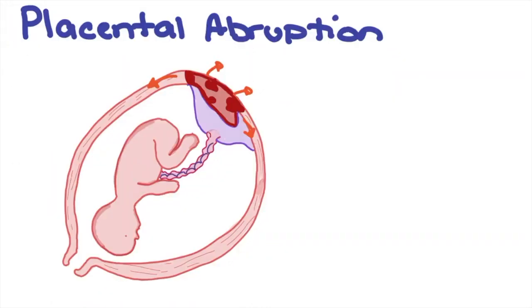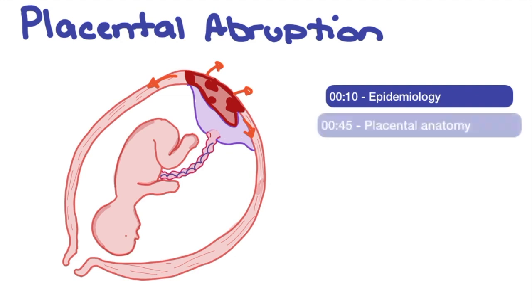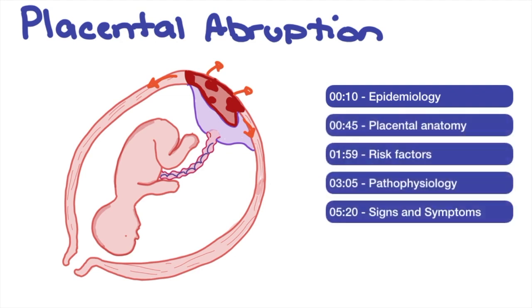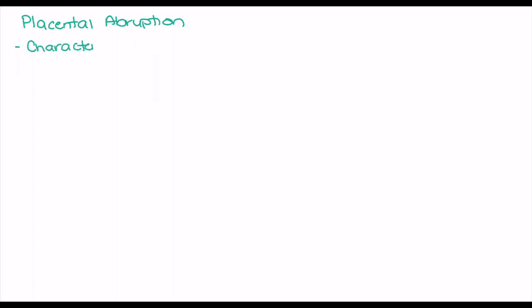This video will investigate the pathophysiology of placental abruption. Timestamps for epidemiology, placental anatomy, risk factors, pathophysiology, and signs and symptoms have been provided. Placental abruption. Placental abruption is characterized by premature separation of the placenta during pregnancy.